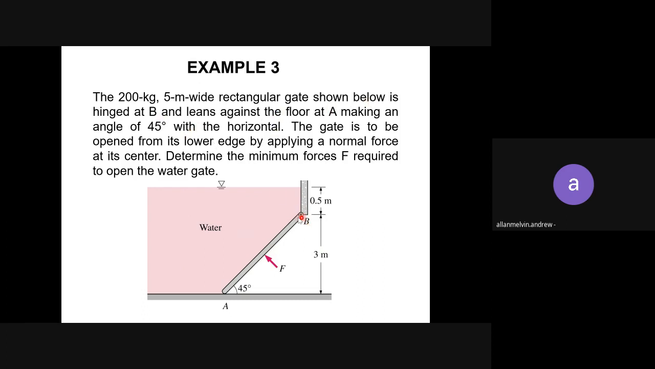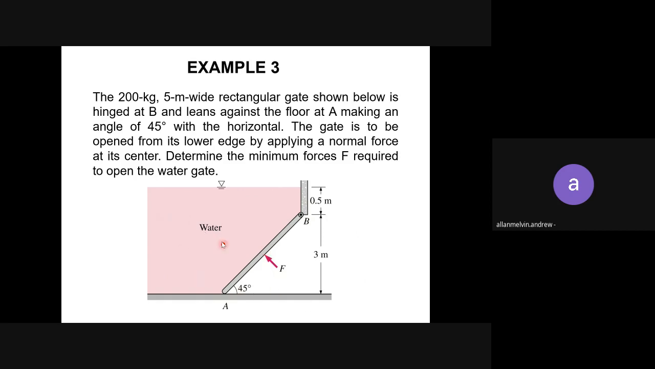It is hinged at B, so there's a hinge here, and leans against the floor at A. The floor part is at A. It makes an angle of 45 degrees with the horizontal. The gate is to be opened from its lower edge by applying a normal force at the center. So the normal force is acting at the center. Later in the free body diagram, make sure you draw it at the center of this plate, this gate.